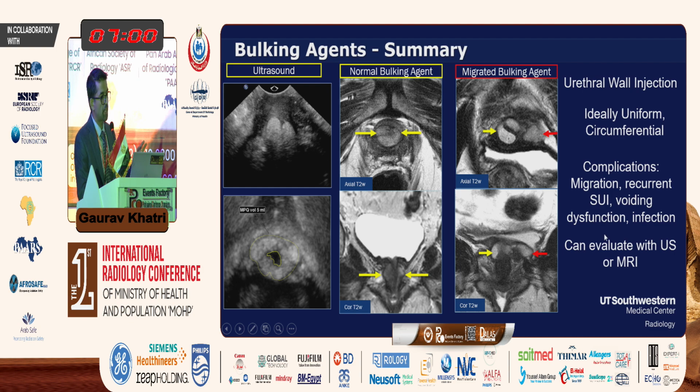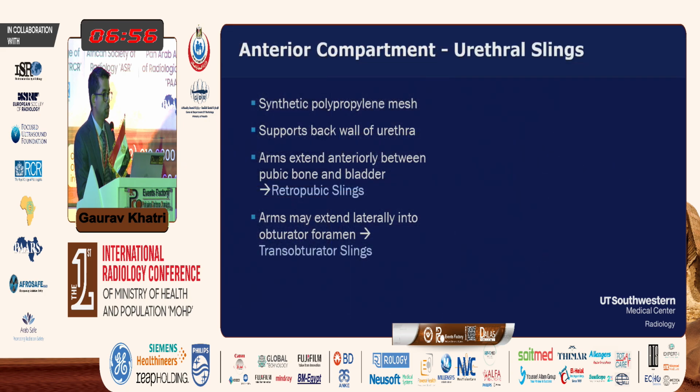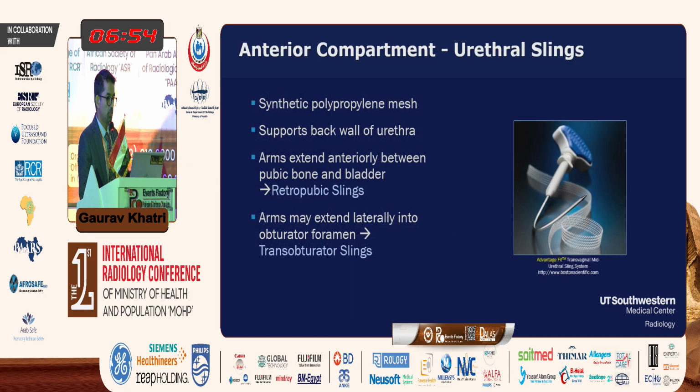So this is the summary slide for bulking agents. We will move on to the urethral slings. Urethral slings are also an option for treatment of urinary incontinence. What they are is a polypropylene mesh ribbon. It looks like this. This is just from one particular brand I took from the internet. There's multiple different brands, but this is what it looks like.